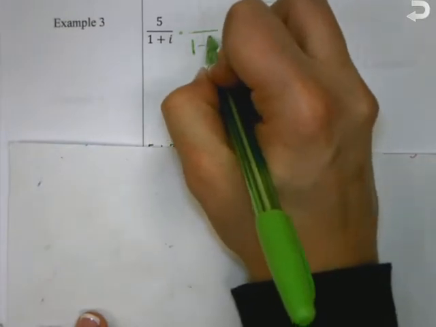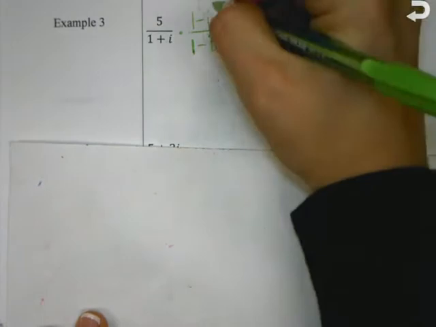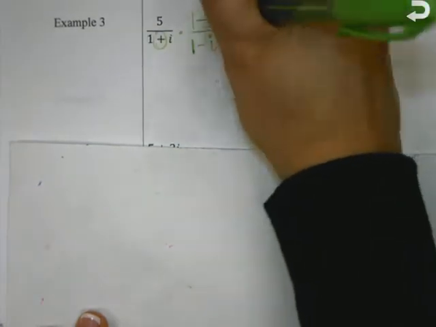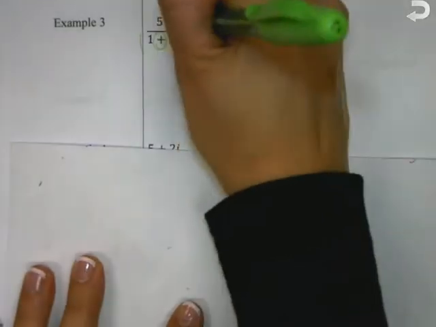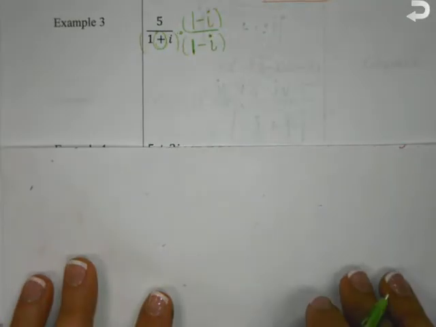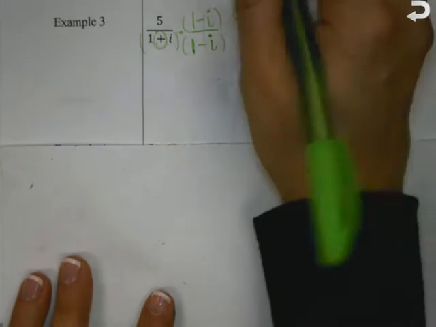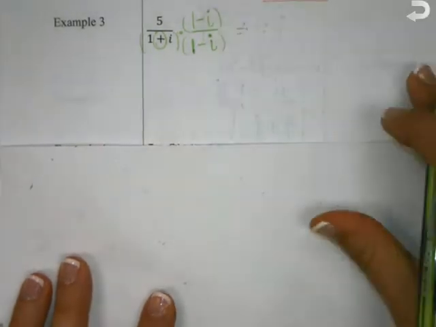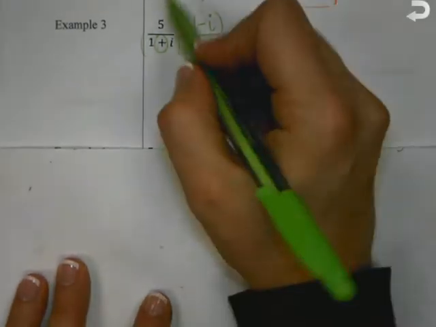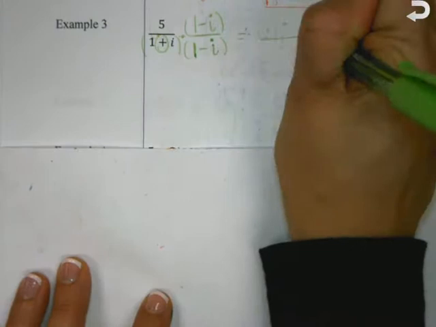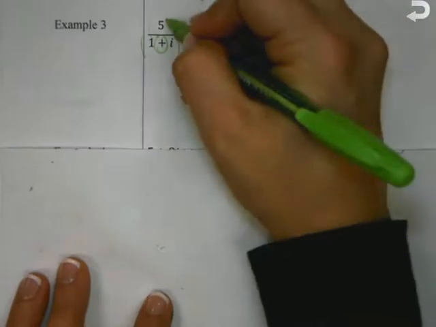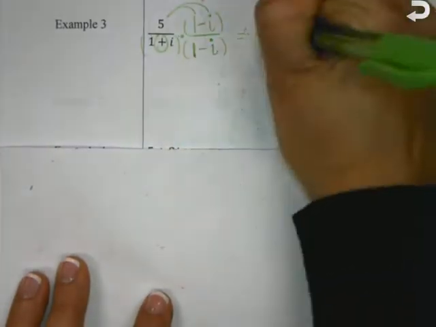So we do the conjugate here because it's an addition or subtraction in the bottom. So we multiply by 1 minus i. I suggest you put it all in parentheses. And then let's do it. At the top is distributive property. So we have 5 times 1 gives me 5 minus 5i.